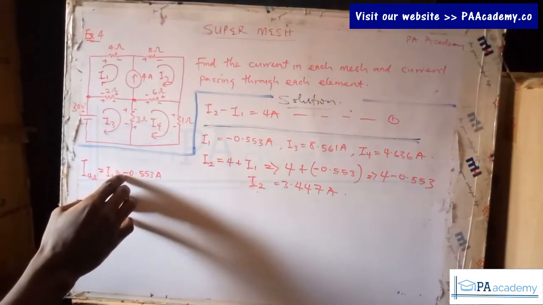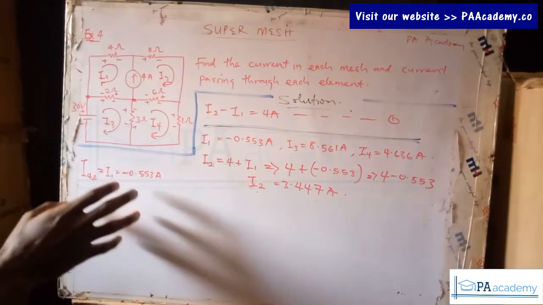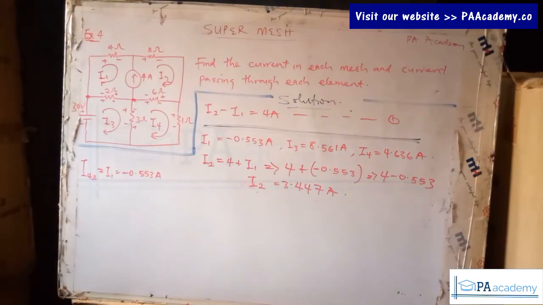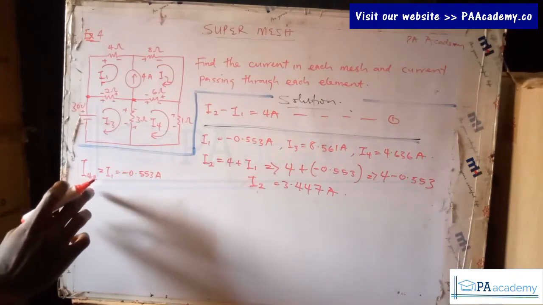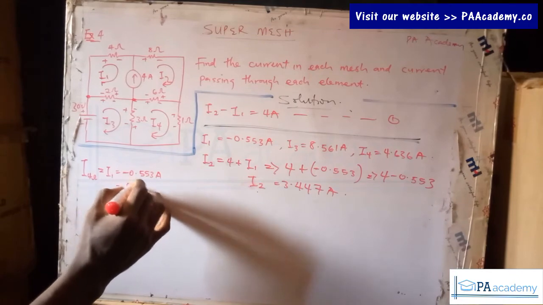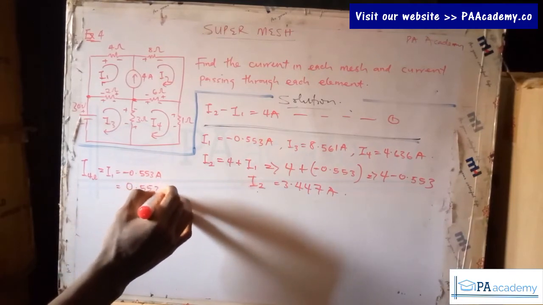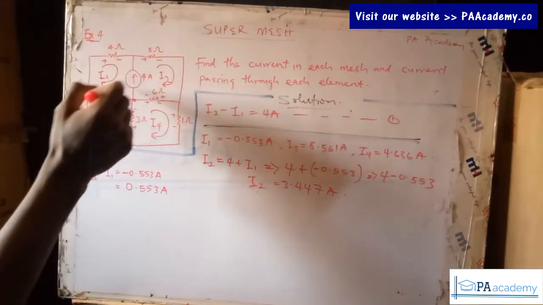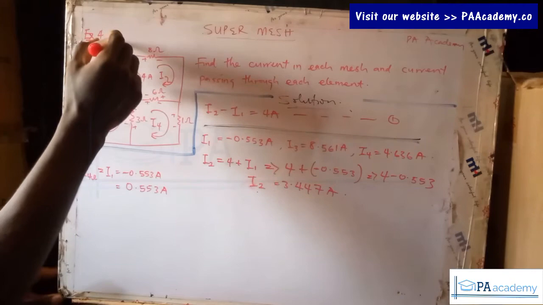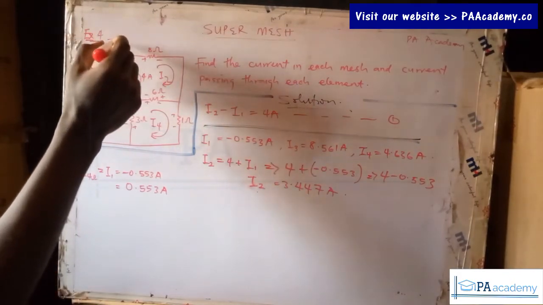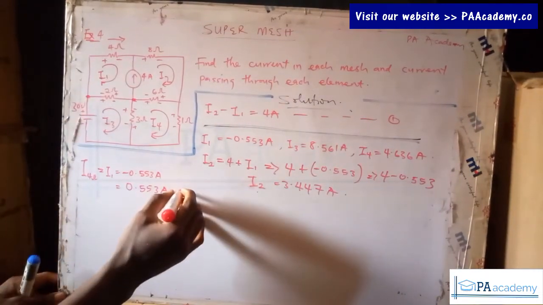Now we are having a negative value as our current. Whenever you have a negative value for current, it means the direction you assumed is not the actual direction. It's supposed to be the opposite direction. So to get the real value in positive, the answer is 0.553 amperes. Remember that the direction we picked that gave us this negative was the clockwise direction. That means we assumed the current is flowing in this direction. So this is not the actual direction, but the opposite, which is like this.